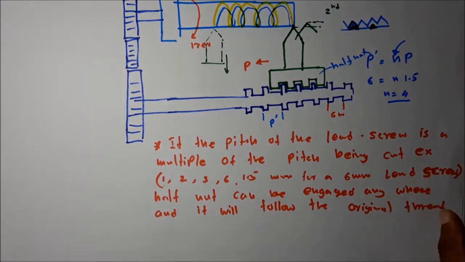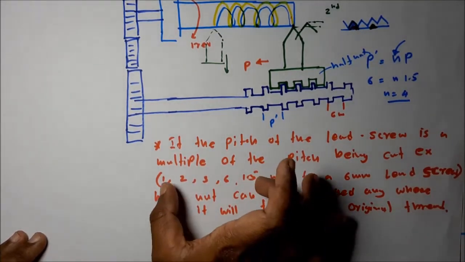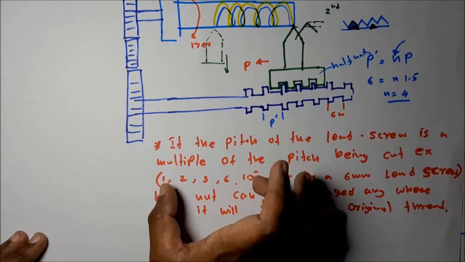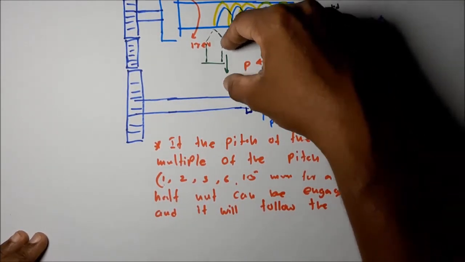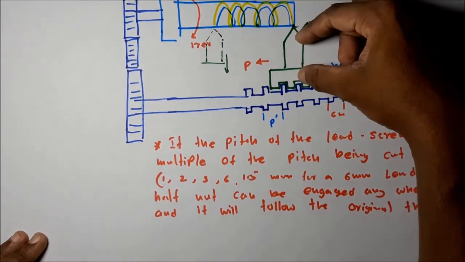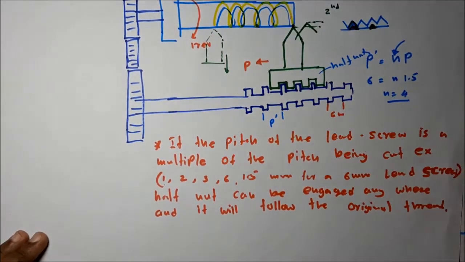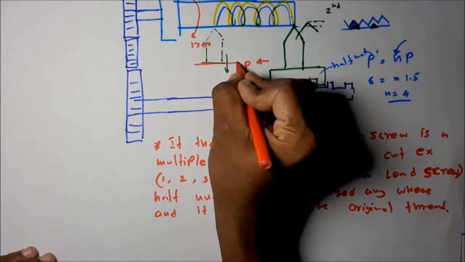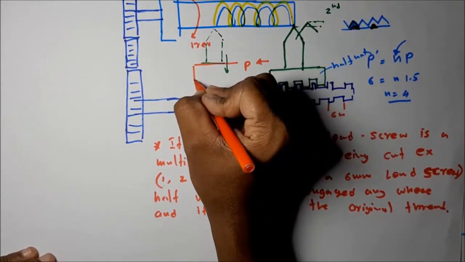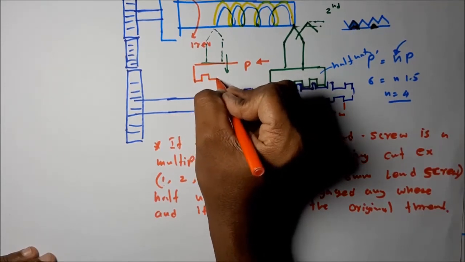What it means is, if you are cutting this kind of pitch, after doing the first cut, we are disengaging the half nut in here.